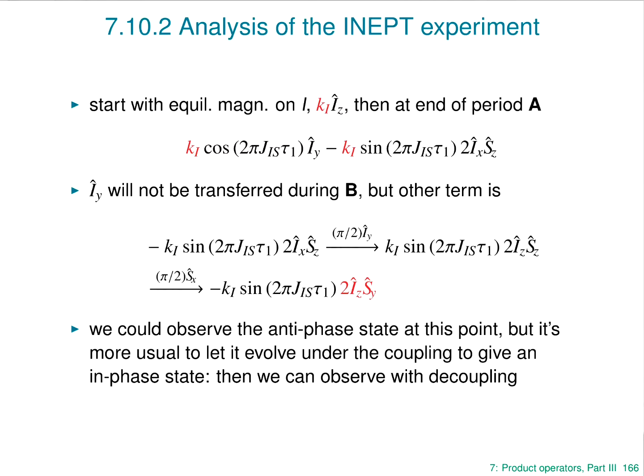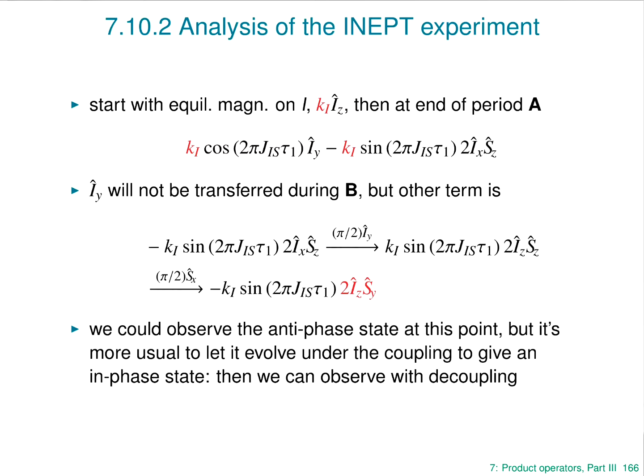Now, you might have spotted that the first pulse, the pulse to the I spin, is about the y-axis. And that's actually crucial, because if you apply that first pulse about the x-axis, it won't cause the coherence transfer step. So that's very important that it comes out along y. So that's what we do.